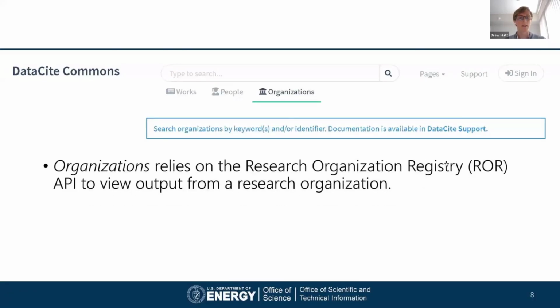Next, we have Organizations. This is pretty similar to People, but for organizations. It relies on the Research Organization Registry (ROR) API to view output from a research organization. For example, if you're part of a DOE laboratory like Oak Ridge National Lab or Argonne National Lab, more than likely your organization has a ROR identifier, and that's a way for you to see research output from these organizations here. Next slide, please.